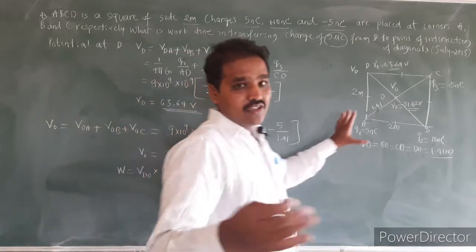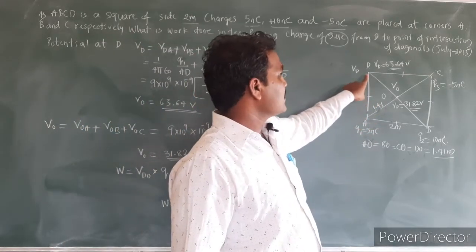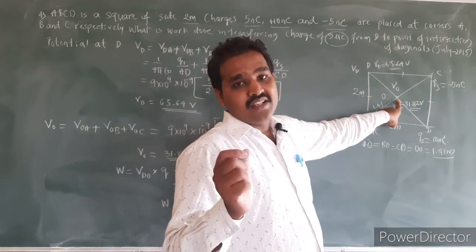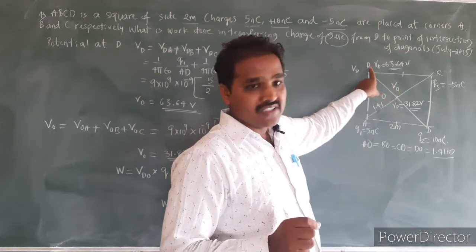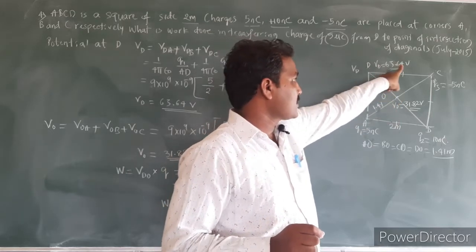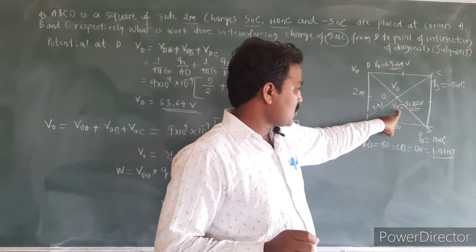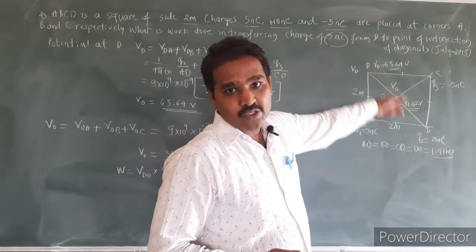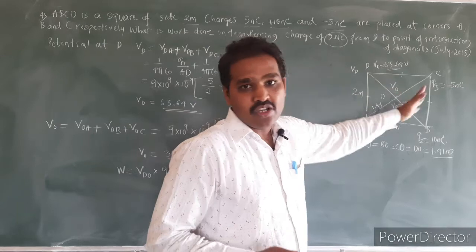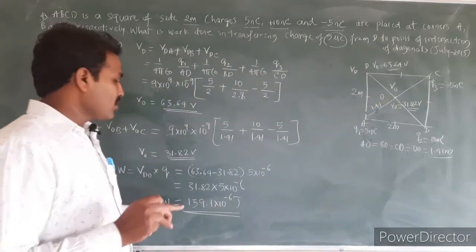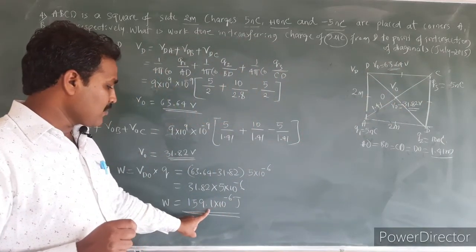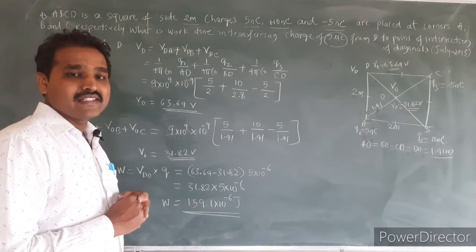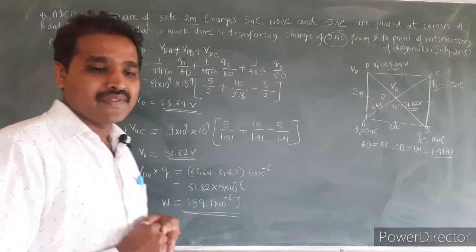Here we need not do any external work. The charge is moved from higher potential to lower potential. The charge moves itself because of this potential difference. Here we have 63.64 volt. Here the potential is 31.82. The charge moves because of this potential difference from higher potential to lower potential. That work done on the charge is equal to 159.1 into 10 to the power of minus 6 joules. Okay, this is the solution for a given problem.